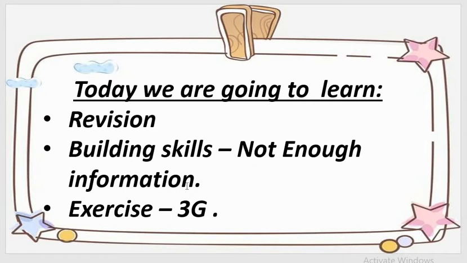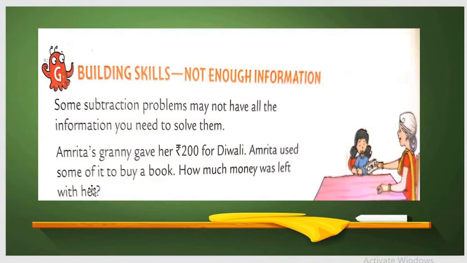In this topic I'll give you more introduction and details, and then exercise number 3G. Today we are going to learn exercise number 3G. So now let's start the first topic. We have done this topic in last sessions, but again we are going to learn these things. Here, building skills: not enough information. So which topic is the new topic? Its name is building skills: not enough information.